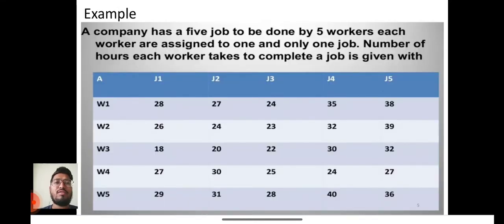So now let's start with the example of the work done. A company has 5 jobs to be done by 5 workers, each assigned to one and only one job. The number of hours each worker takes to complete a job is given, with workers W1, W2, W3, W4 and W5, and the jobs are assigned as J1, J2, J3, J4 and J5. So the diagram shows the job and the work done. Work should be done by one employee at one time.